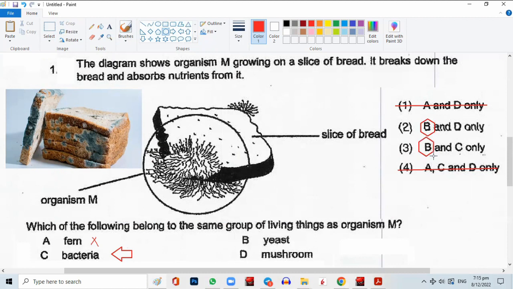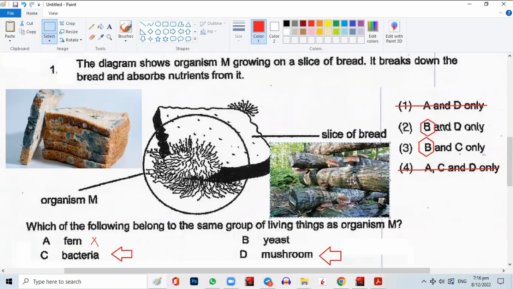If I have no time, I don't have to evaluate, B is definitely correct. So a yeast, yes, it belongs to the same group as the mold. In that case, I just concentrate on C and D. So this D is a mushroom. You go for the obvious one. Mushroom. Is it the same grouping as the mold?